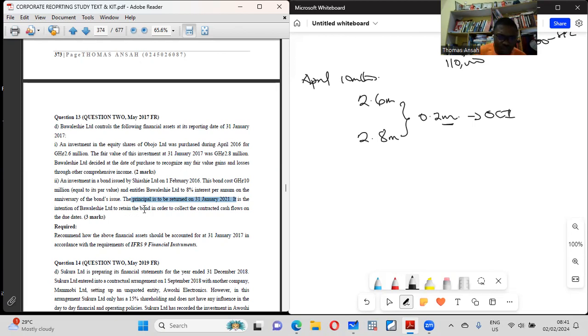Its intention is to retain the bond to collect the contractual cash flow. So what does that tell you? Yes, amortized cost. So if that is the case, what do you do? You do the amortized cost table. So initial measurement is the 10 million, amortized cost table, 8%, right? So the 8% on the 10 million is how much? 0.08. So that one will be, I think, the same 0.08.